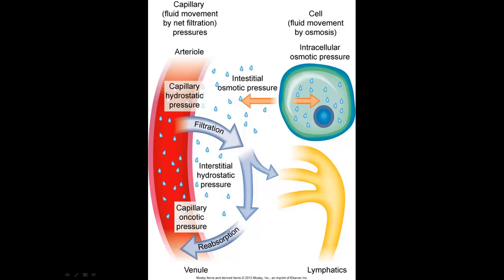Now, what this slide is illustrating is some of the movements that occur with fluid in the body. We have our capillary fluid pressures, so that's our hydrostatic pressure. You see the capillary hydrostatic pressure pushing the fluid out. We can have filtration. We can have oncotic pressure helping to reabsorb some of the things back into the vasculature. We can have intracellular osmotic pressure that is also helping to move fluid in and out of the cell. And then our lymphatics drain it away.